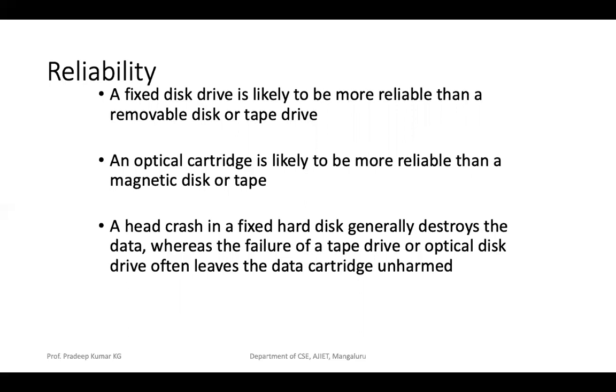Instead of a magnetic disk or magnetic tape, which are nowadays not at all visible in the market, you can have an optical cartridge. If you have a data crash or head crash, or the fixed hard disk crashes, it destroys everything. But with a tape drive, the particular inner cartridge will be unharmed.